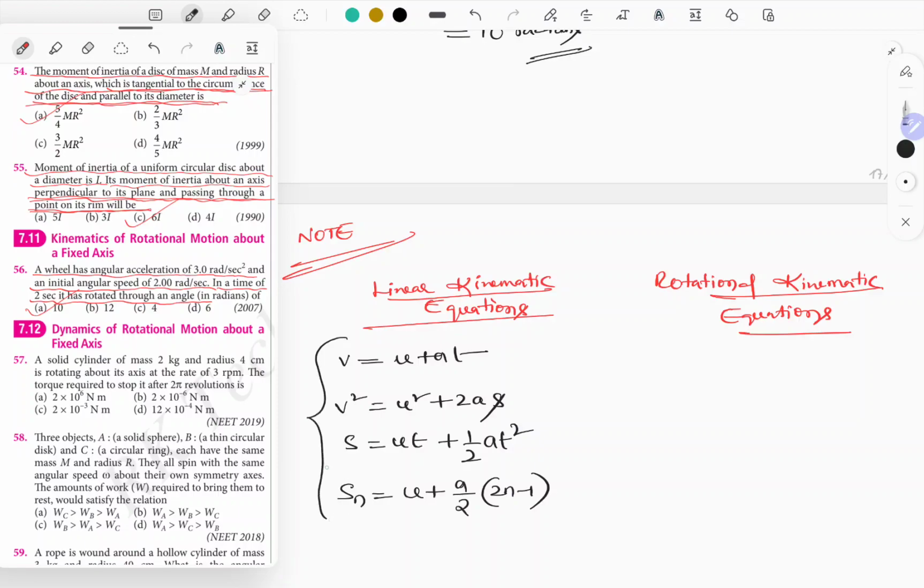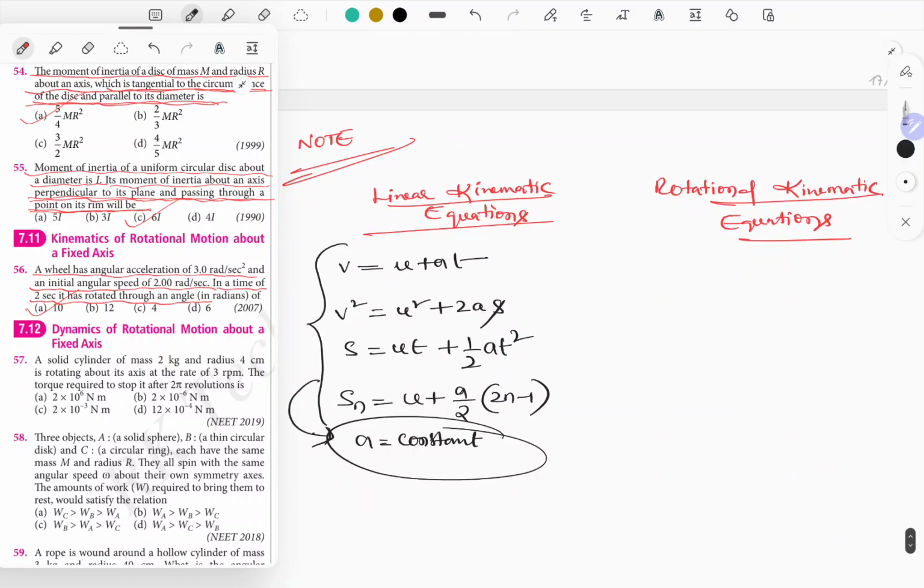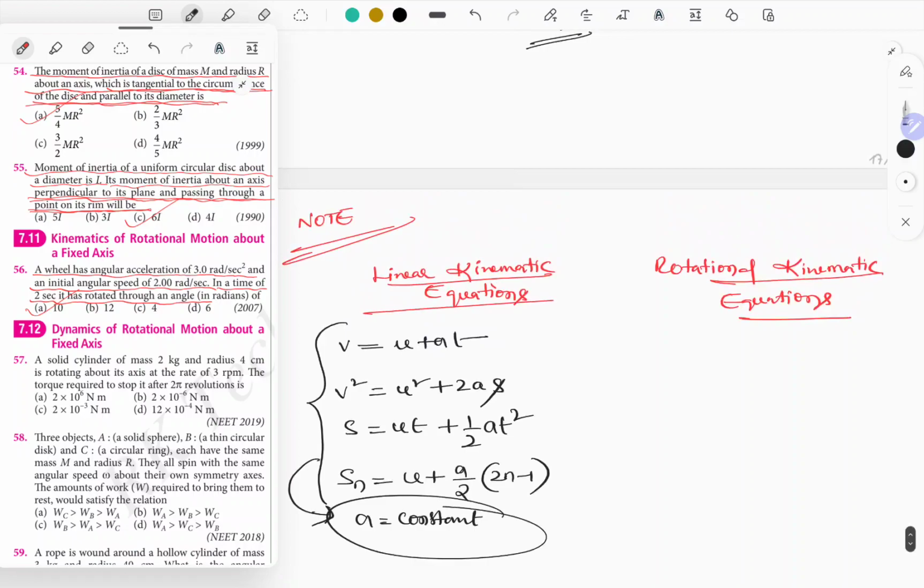All these equations are applicable if acceleration is constant. Then only these equations are applicable. Remember this point: these equations are applicable only when acceleration is constant. Super. Let me write down the rotational kinematic equations.